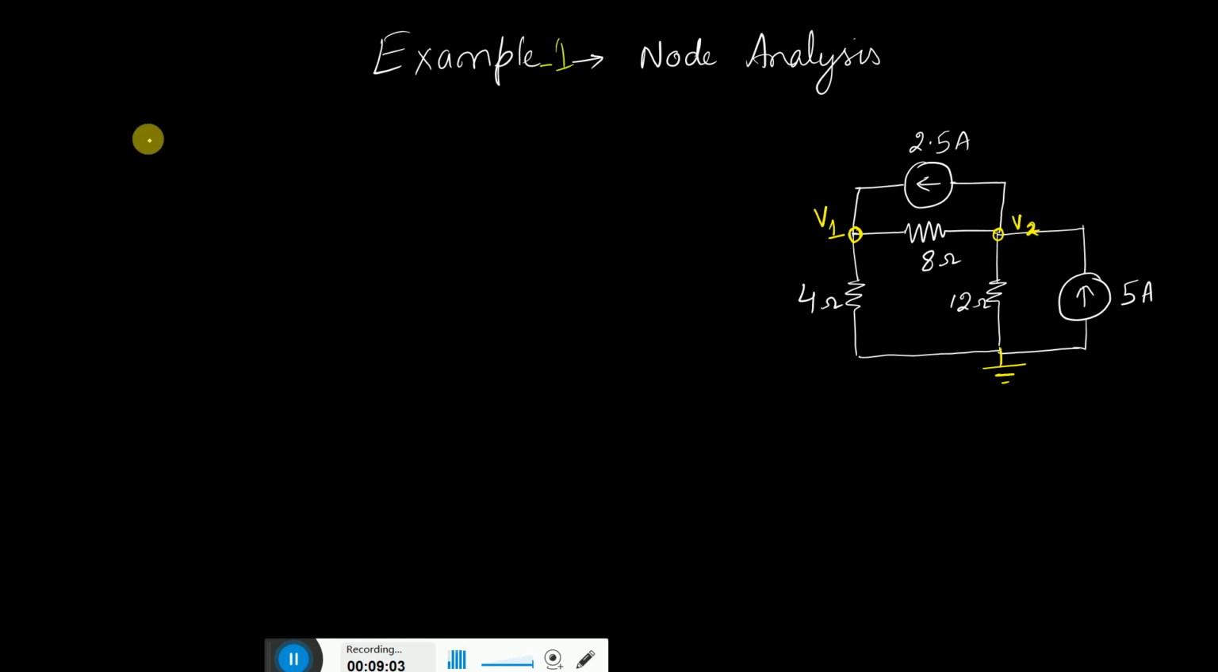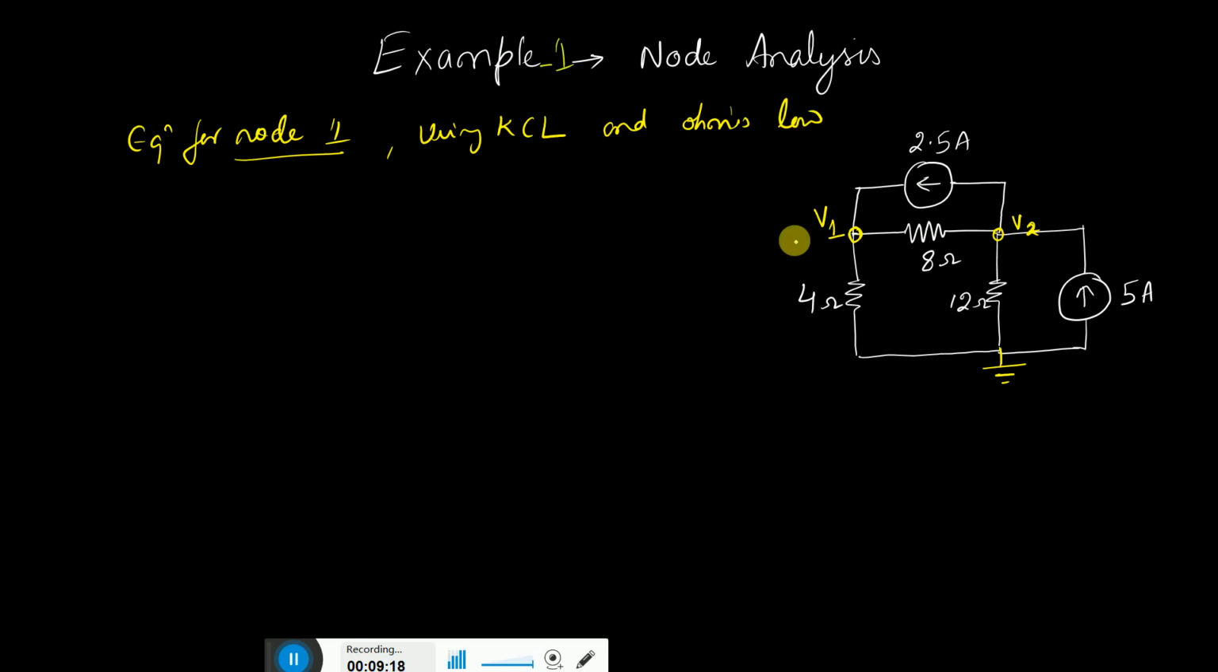So if we need to write the equation for node 1, using KCL and Ohm's law, we will need to write the equation for node 1. So in node 1, how many branches are connected? So here we have 1, this is 2 and this is 3. 3 branches are connected with node 1. So 3 currents are there that are connected. So we can say I1, I2, I3, but we need not write all those things again and again. So let us write the equation for this branch 1 first.